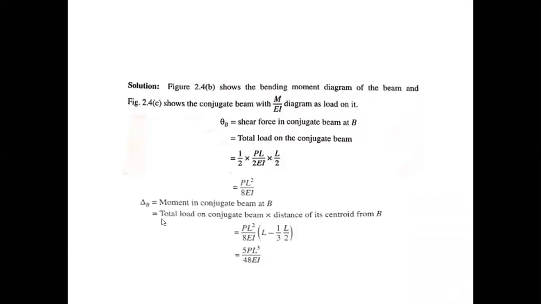So in this case, that is PL square upon 8 EI multiplied by L minus 1 upon 3 of L by 2. This will give the value of PL cube upon 48 EI.